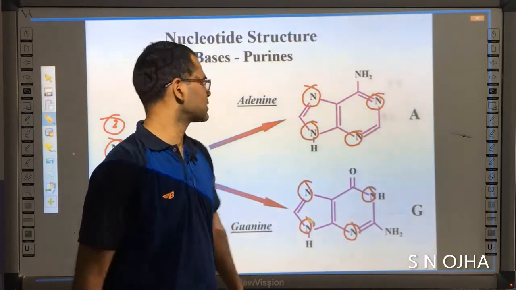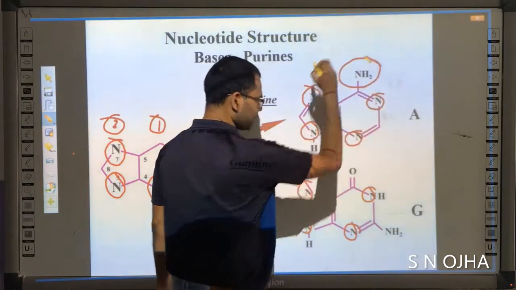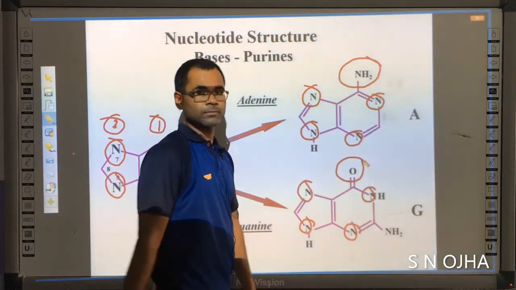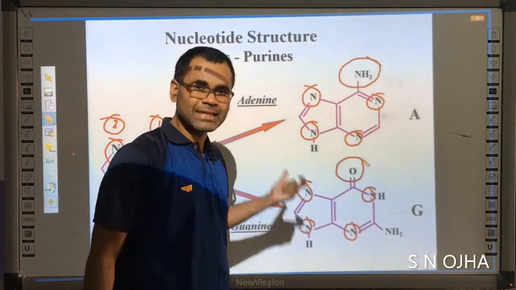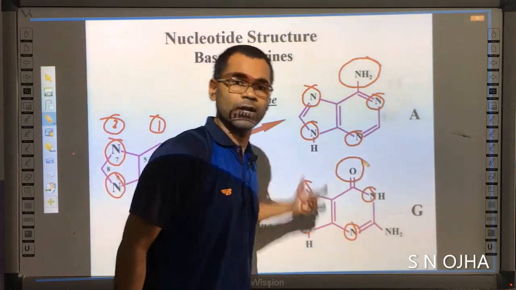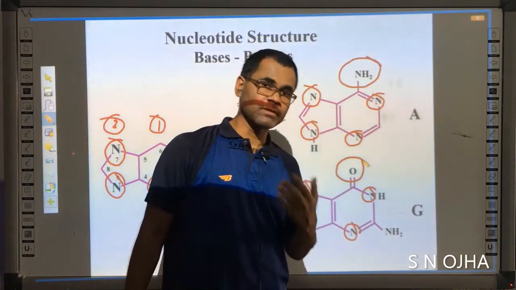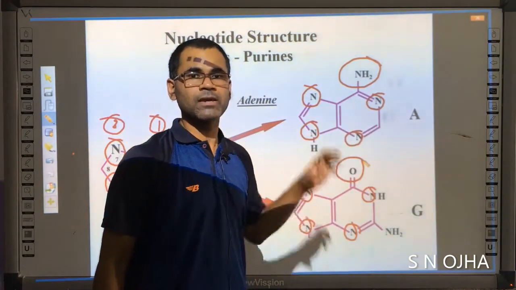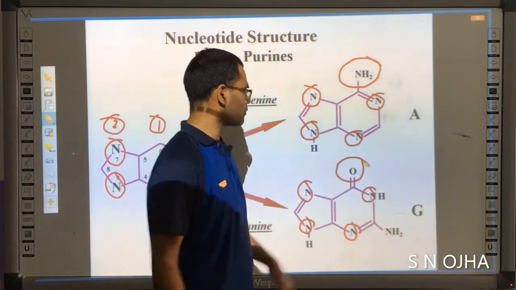What makes the difference? The difference is, at this position you will find an amine and at this position you will find a ketonic group. Okay, this ketonic group provides extra stability to guanine. That's why in a later part of this chapter, we will study that polyguanylation is important for making DNA stable. Okay, how? All that we will discuss later.